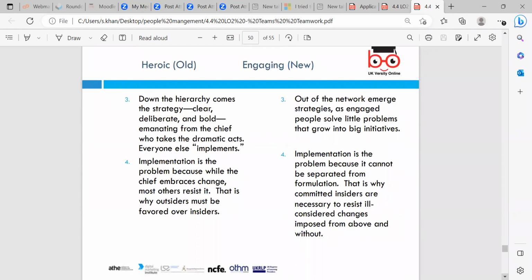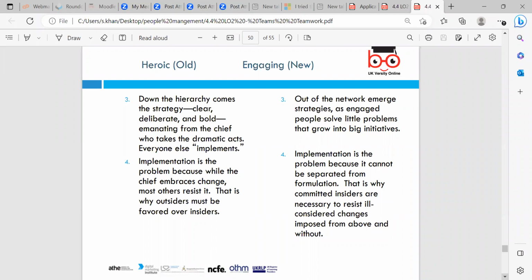Heroic, we've gone to the next bit of it, which is number 3. Down the hierarchy comes the strategy, clear, deliberate and bold, emanating from the chief who takes the dramatic acts. Everyone else implements. Number 4, implementation is the problem, because while the chief embraces change, most others resist it. That is why outsiders must be favoured over insiders.